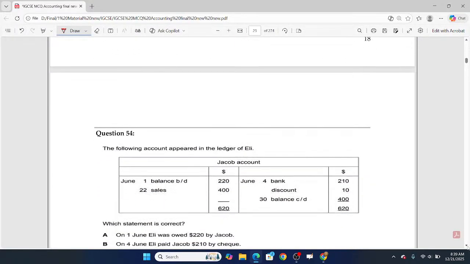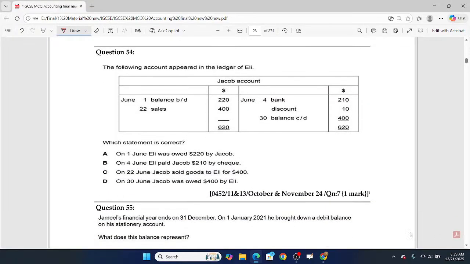54. The following account appeared in the ledger of Eli. Jacob account. Which statement is correct? On June 1, Eli owed 20 to Jacob. No, it is an asset. So Jacob owes Eli, and for Eli it's an asset. So A is incorrect.